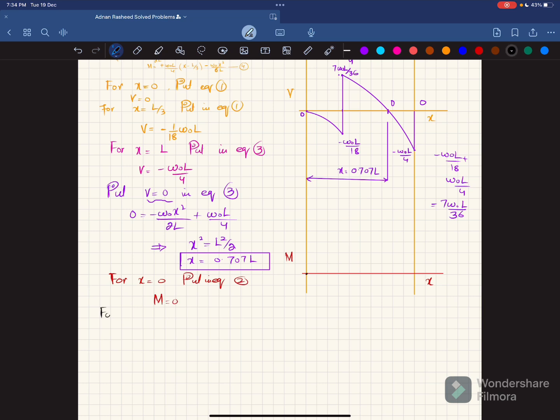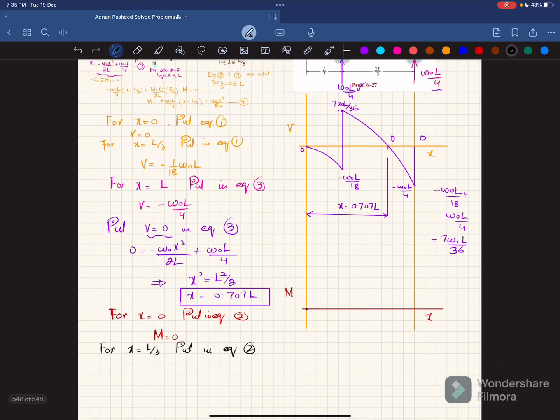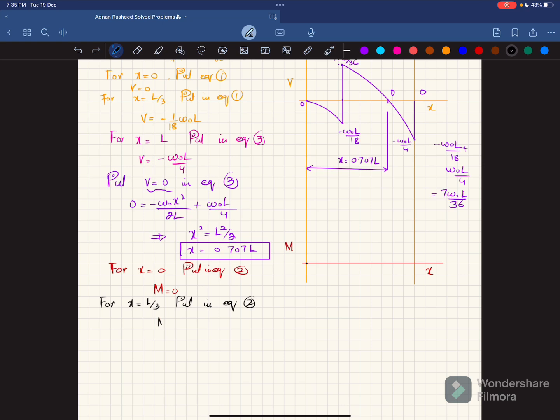For x equal to L by 3, put it in equation number 2. This is your equation number 2. If you put x equal to L by 3, after the calculation or after simplifying, you will get moment equal to 0.00617 W naught L square. I have already done it, but for reducing the length of the video, you can do it by yourself and you will get this value.